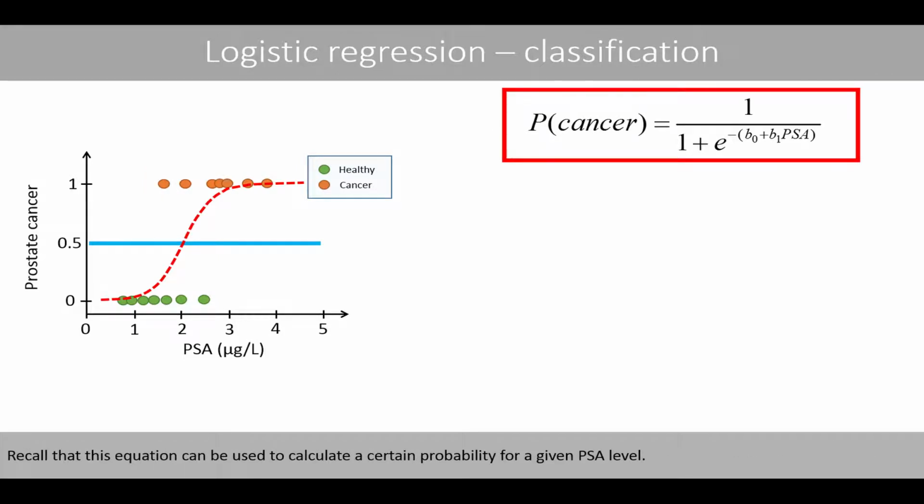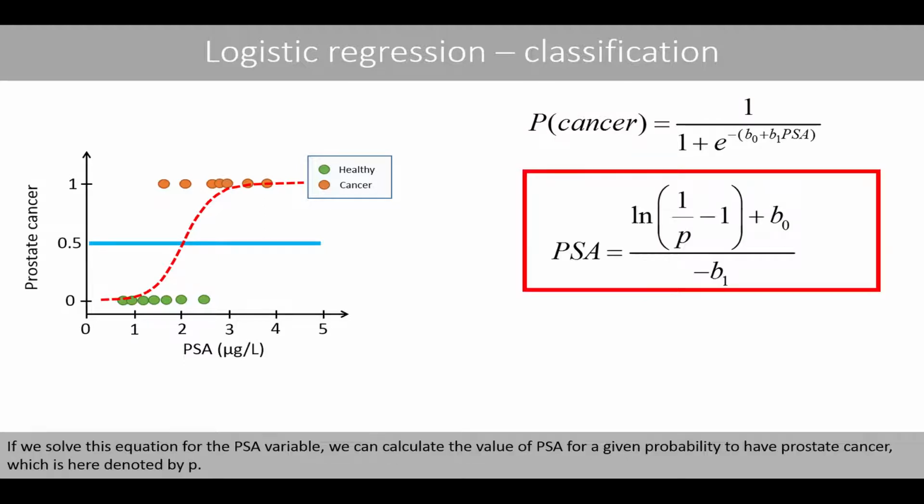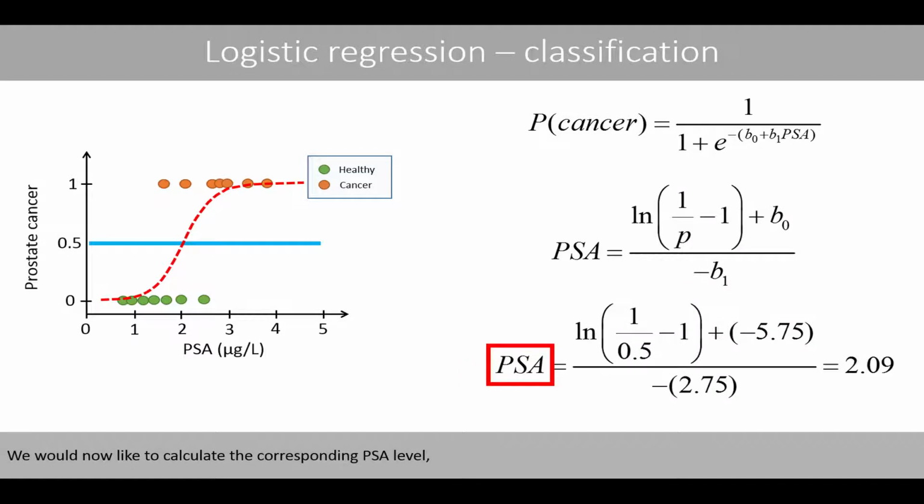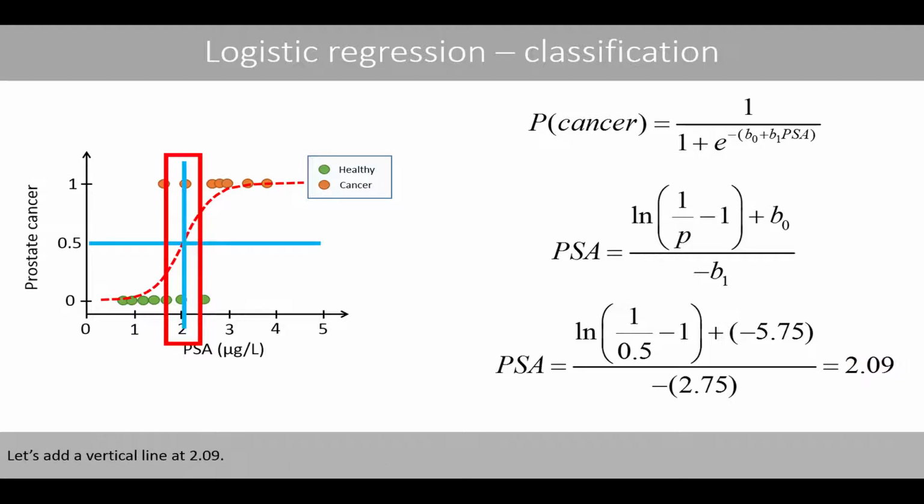Recall that this equation can be used to calculate a certain probability for a given PSA level. If we solve this equation for the PSA variable, we can calculate the value of PSA for a given probability to have prostate cancer, which is here denoted by P. We would now like to calculate the corresponding PSA level for a cutoff value of 0.5 based on estimated values for B0 and B1. We see that the corresponding PSA level for a cutoff value of 0.5 is 2.09. Let's add a vertical line at 2.09.